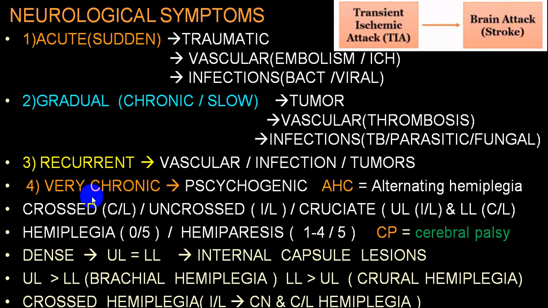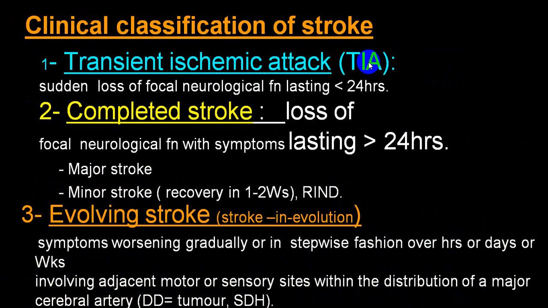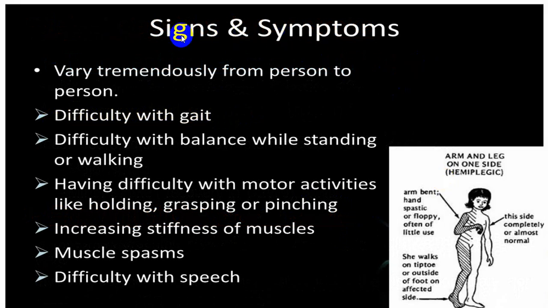And I've already explained all the terminology, including crossed, uncrossed, cruciate, then cerebral palsy, brachial hemiplegia, crural hemiplegia, and crossed hemiplegia. All this I've explained. Dense hemiplegia, all those words I've explained. TIA also I've explained. Complete strokes I've explained. Then reversible ischemic neurological deficit, stroke in evolution, all these words we have explained. So symptoms and signs will depend upon the area which is being involved, onset, how it progresses, whether progressive, non-progressive, acute or chronic, whether cerebral, spinal or brainstem. And at the initial stage, because of weakness, the person will find difficulty in walking. He will also have imbalance.